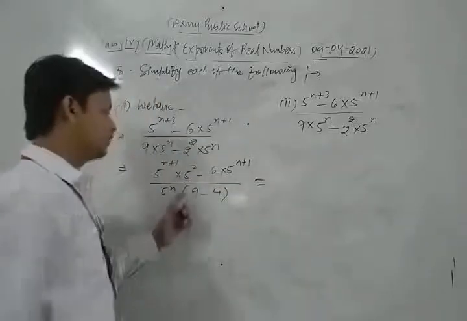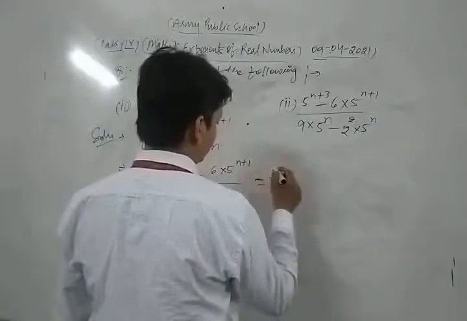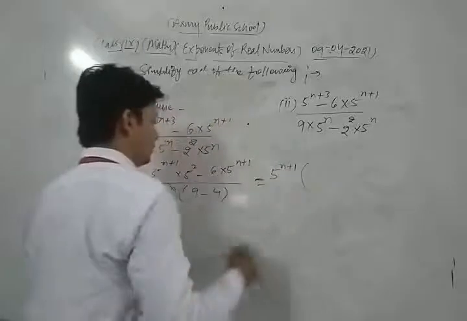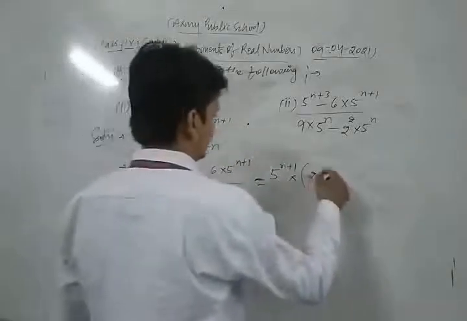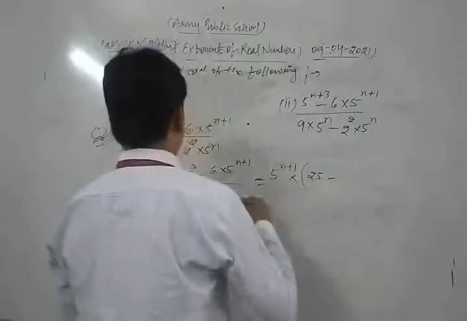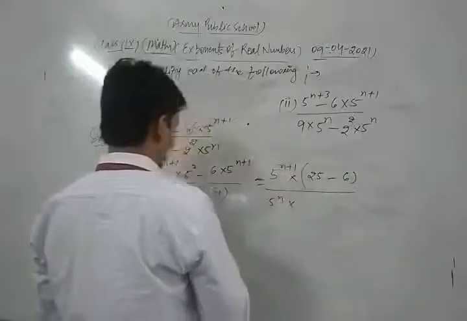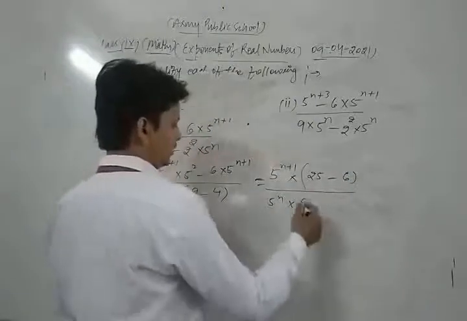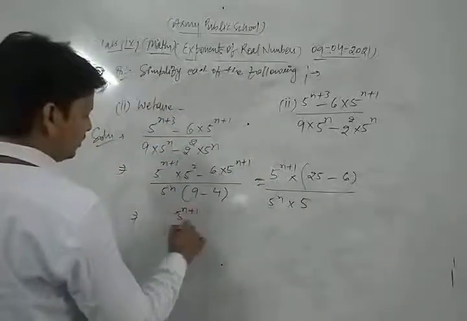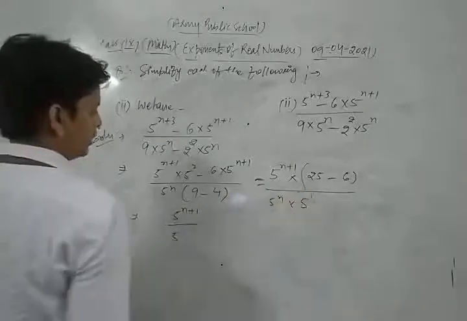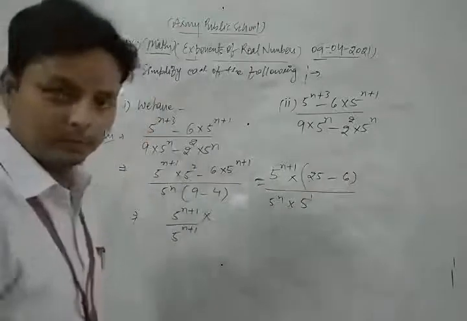Now from the numerator we take 5 to the power n plus 1 as common. So we get 5 square, which means 5 5s are 25, minus 6. Okay, and in the denominator we write 5 to the power n into 9 minus 4, that is 5. Now we write 5 to the power n plus 1 upon 5 to the power n, here we apply the laws of exponent, into 25 minus 6, which is 19.